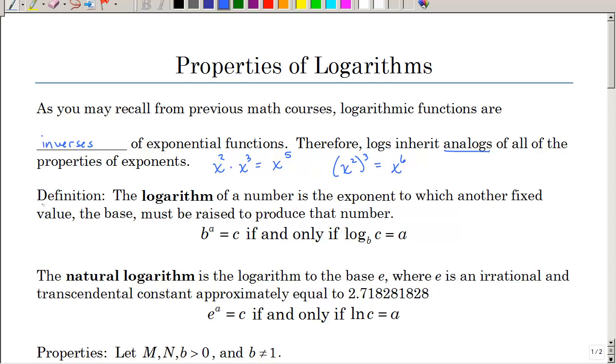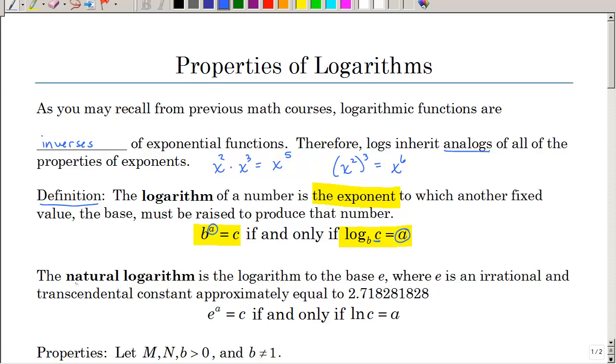In fact, what is the definition of the logarithm? Look at this definition. The logarithm of a number is the exponent to which another fixed value, the base, must be raised to produce that number. I know that's a lot of words. It says here we have an if and only if. Look at how that's related. The log of a number equals the exponent. Here's the exponent. So that's why logarithms and exponents are tied together.